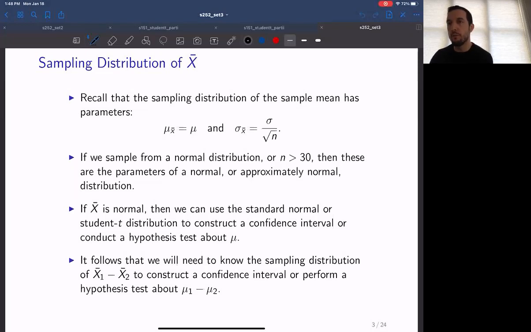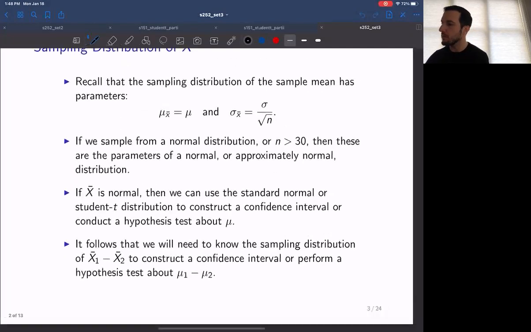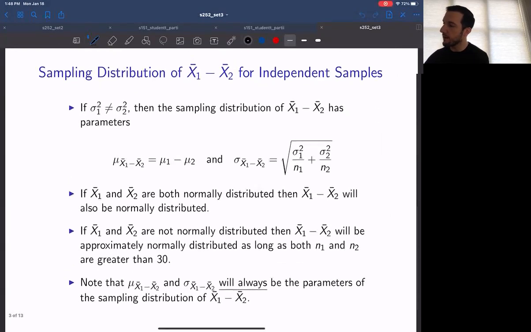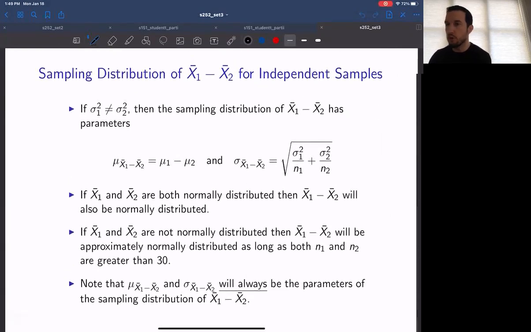So if we want to conduct two-sample inference, we need to establish the parameters of the sampling distribution of the sample mean difference. Okay, so if we consider slide 4, what we are showing here is that if the variances from the two populations we are studying can be considered different, then the sampling distribution of X bar 1 minus X bar 2 has a mean of mu1 minus mu2 and a standard deviation that's equal to the square root of sigma 1 squared over n1 plus sigma 2 squared over n2.